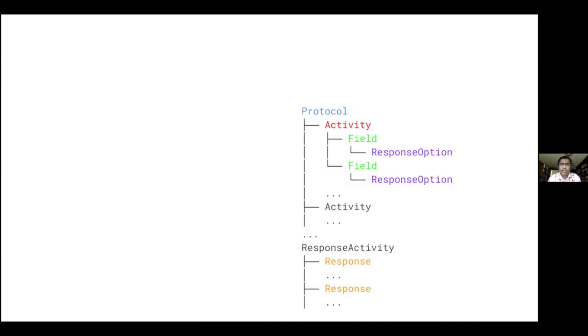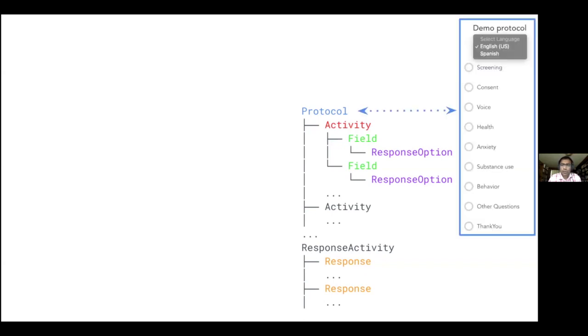So first, I want to just get everybody oriented to the terminology we are using. And I'm going to start with this listing of terminology where we have a hierarchical structure of protocols, activities, fields, and response options, and walk through it a little visually. So a protocol, for example, could be a sequence of assessments that you might do. It might be a screening process, a consent process, some assessments about voice, health, anxiety, or others. And that's what we represent as a protocol.